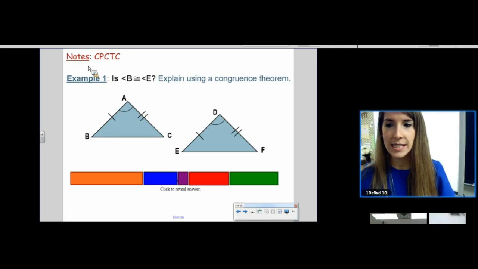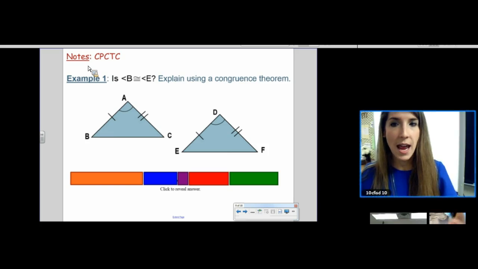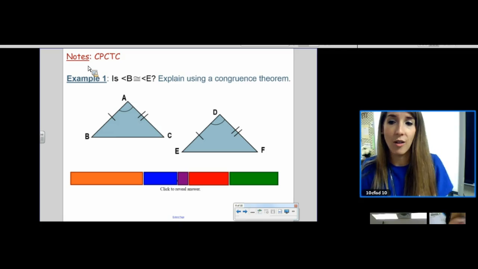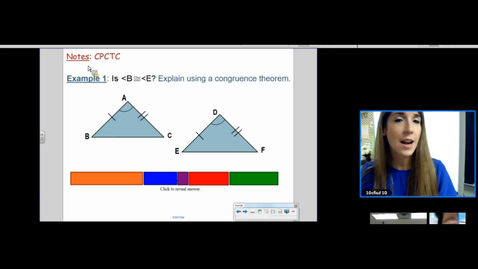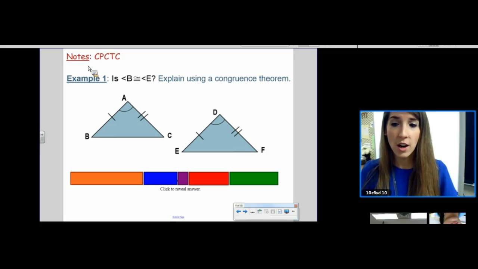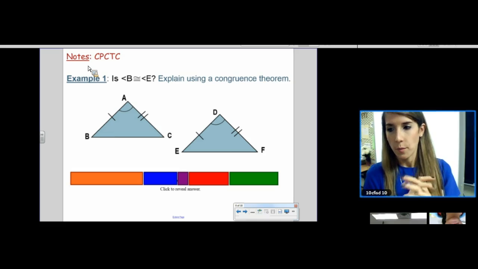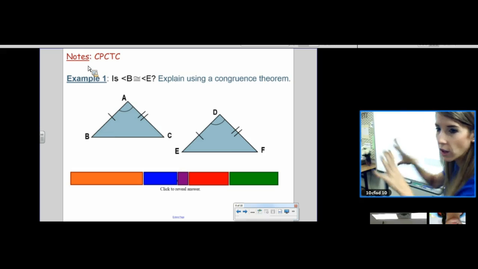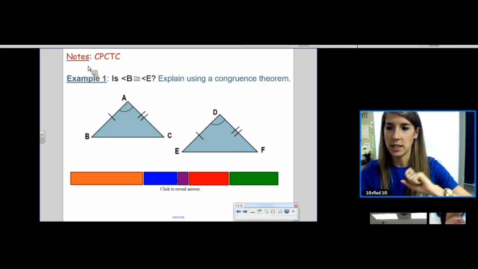Okay, so the question is, is angle B congruent to angle E? And right now, if we were to just stare at this picture, we'd be like, no, they're not congruent because they don't have markings. But now we have more information. We have more tools in our tool belts. All right, so how do we use CPCTC? Here's how we do it. I'm going to reveal the answer one little rectangle at a time.